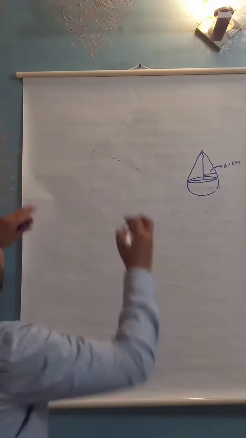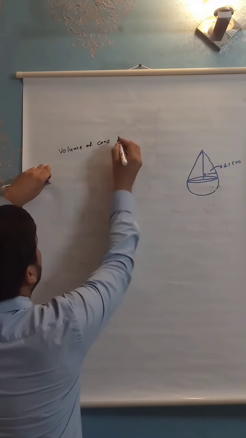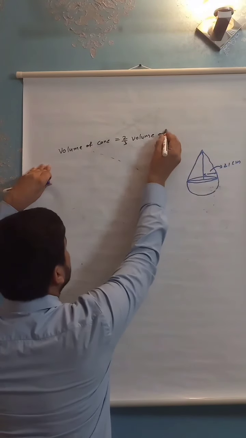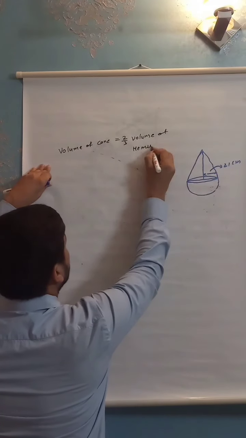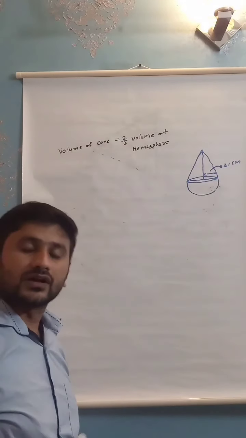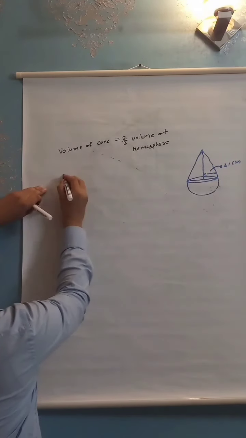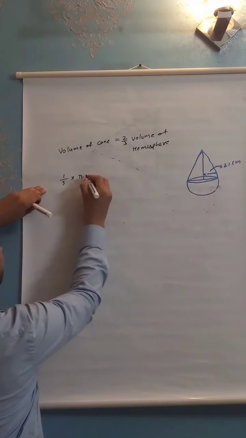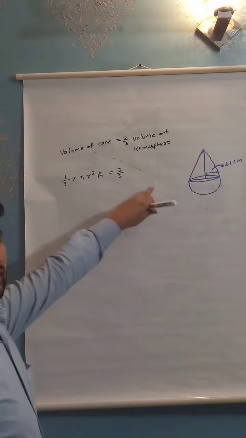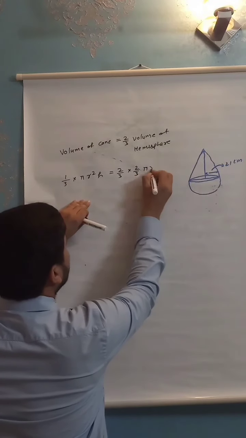According to the question, volume of the cone equals 2/3 volume of the hemisphere. Now volume of cone equals 1/3 pi r square h, which is equal to 2/3 volume of the hemisphere, which is again 2/3 into pi r cube.